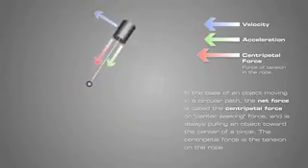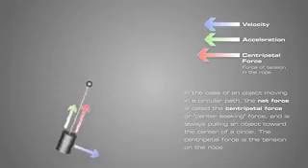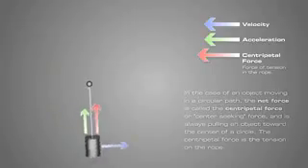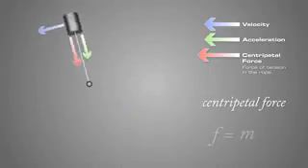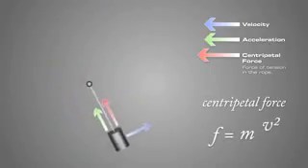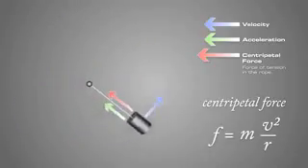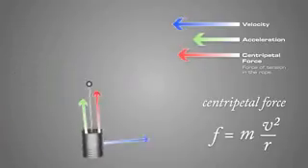Without this force, an object will continue moving in a straight line motion. The centripetal force is the tension on the rope. The centripetal force is equal to mass times velocity squared divided by the radius. As these variables change, so will the centripetal force.